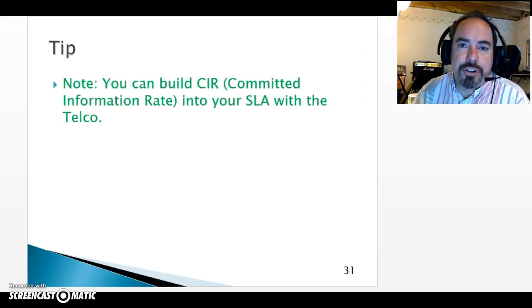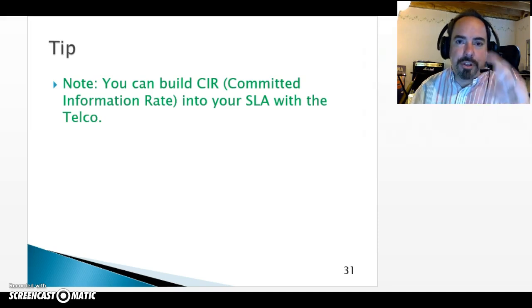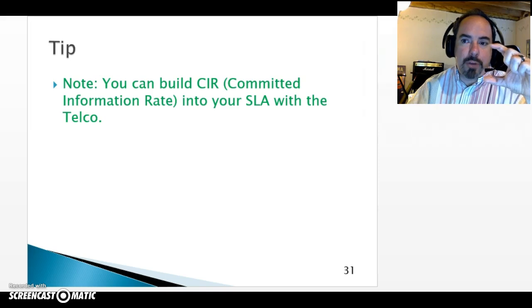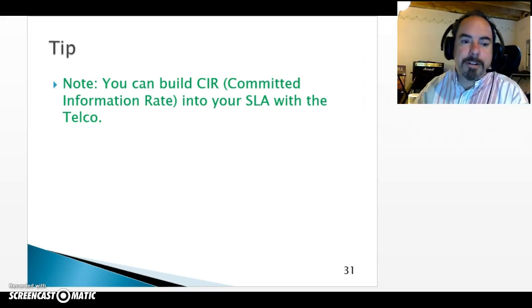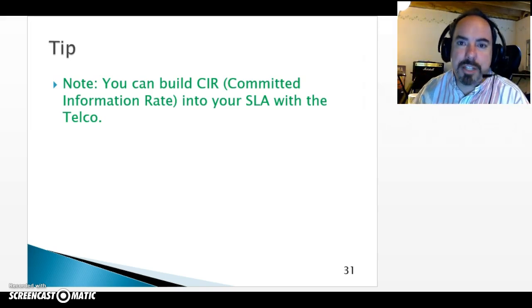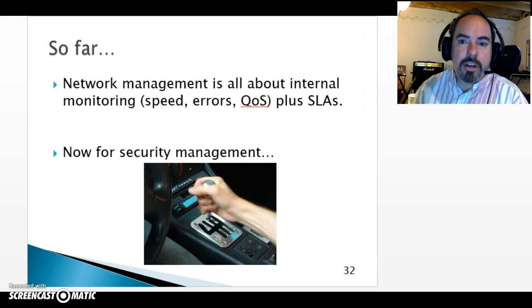This is also something that you can build into your service level agreement, and it's called a committed information rate, a CIR. So that's kind of the minimum amount that the telco is committing to, but then there will be language in there for how high above the CIR your traffic can burst temporarily. Again, you need to get specific in the SLA.